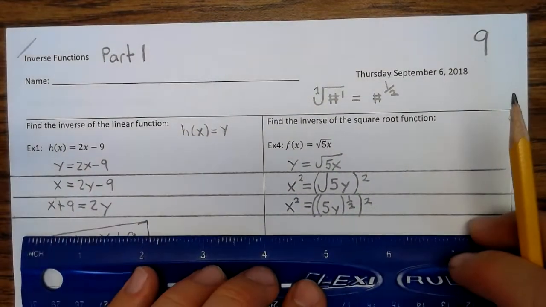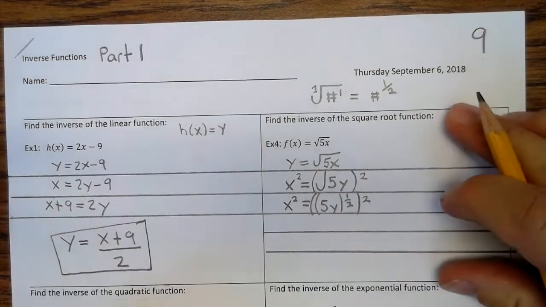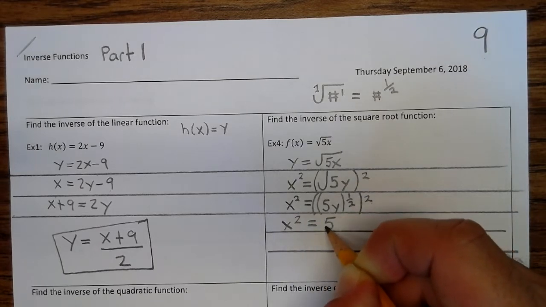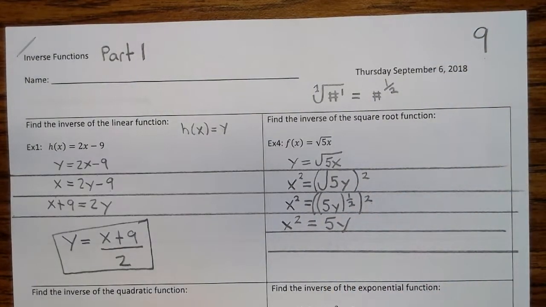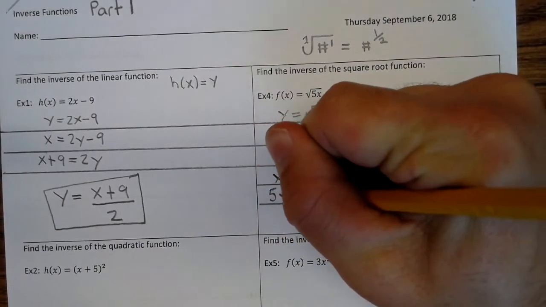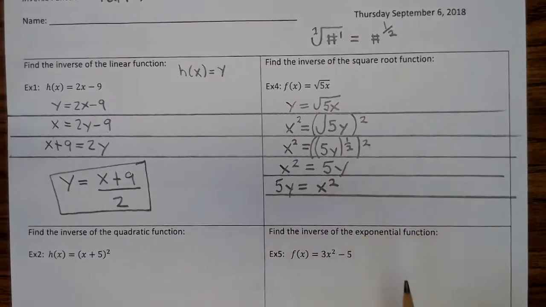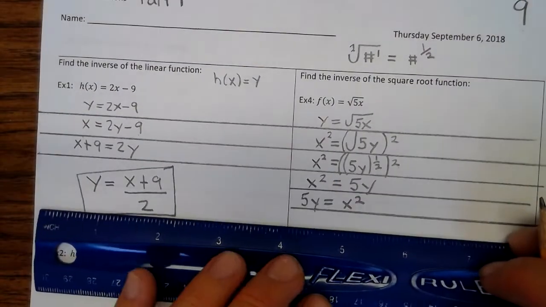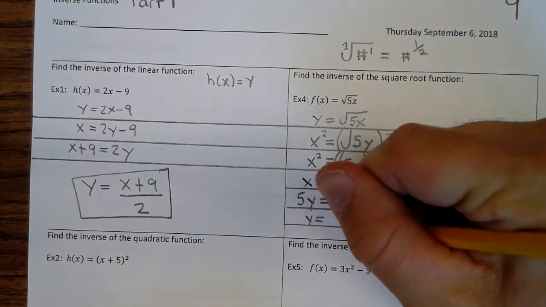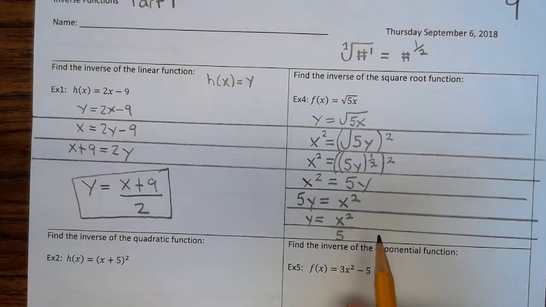So we have x squared equals 5y. Last step, divide both sides by 5. And I'm gonna rewrite this as 5y equals x squared, just because I like when I solve to have the y on the left. Okay. So last step, y equals x squared divided by 5.